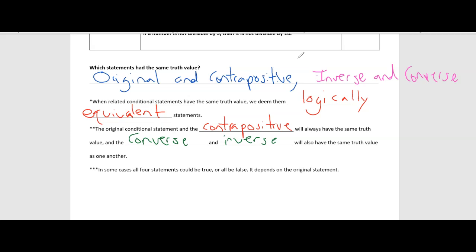Again, this does not mean that all four of them couldn't have the same truth value. So all four of them could be true. They could all be false. We just have to make sure that the contrapositive and the original have the same truth value, and the inverse and the converse have the same truth value. Again, that's what I'm just saying down here, because it depends what statement we start with. If that one's true, then there's a chance for all of them to be true. If it's false, well, then there's a chance for all of them to be false, but maybe some of them would be true. Okay, let's do some examples.